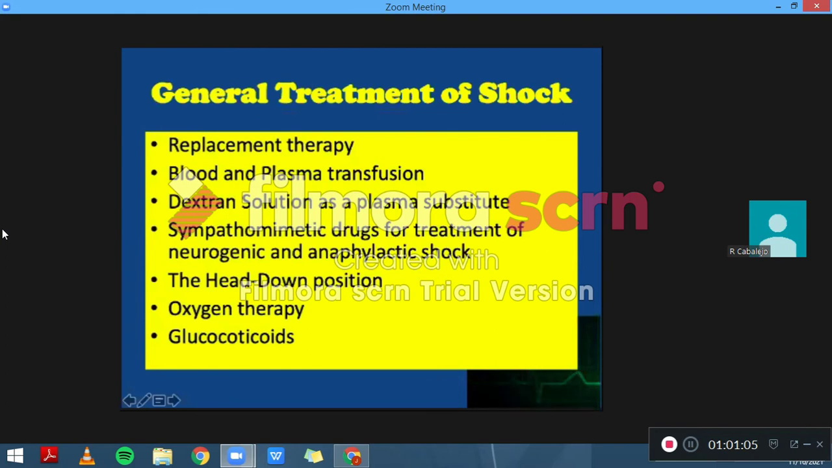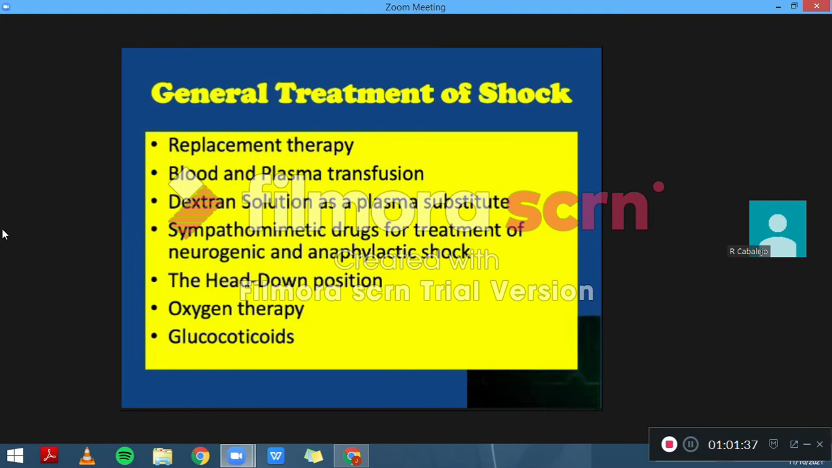So how do we treat shock in general? Basically, replacement therapy. What we mean by replacement therapy, in hypovolemic shock, is you replace what you lost. If you have hemorrhagic shock, you replace blood, whole blood. If you have specific plasma loss, then you replace it with fluids or plasma expanders, like dextran solution, which you can also give as a plasma substitute.